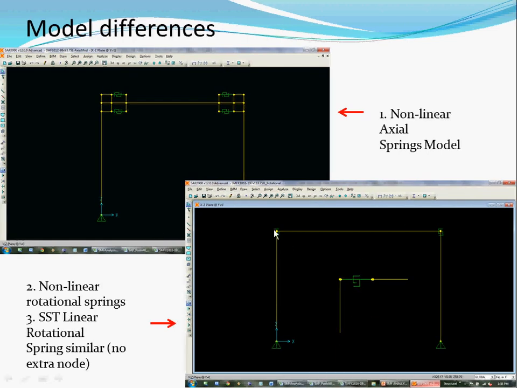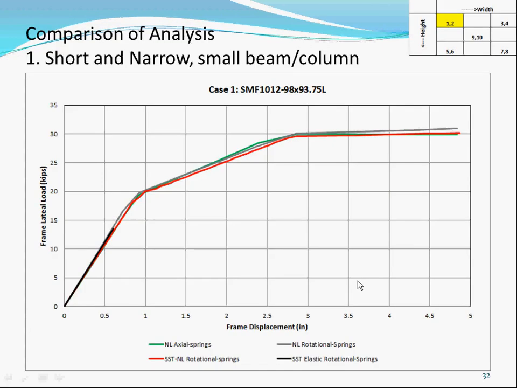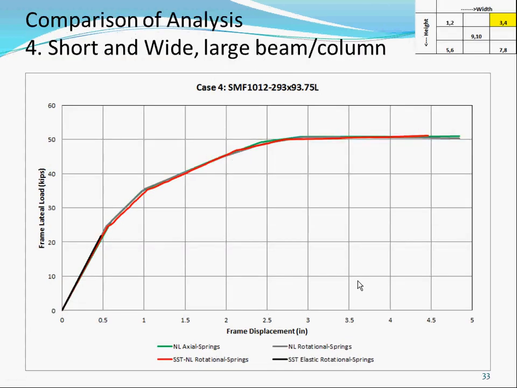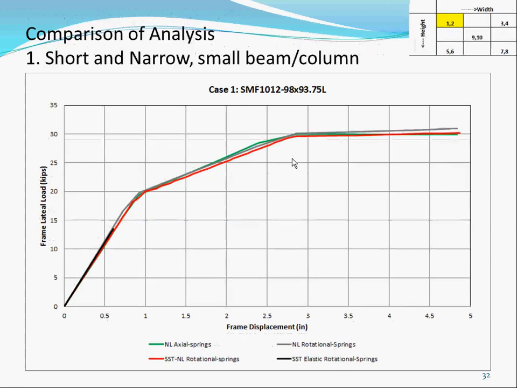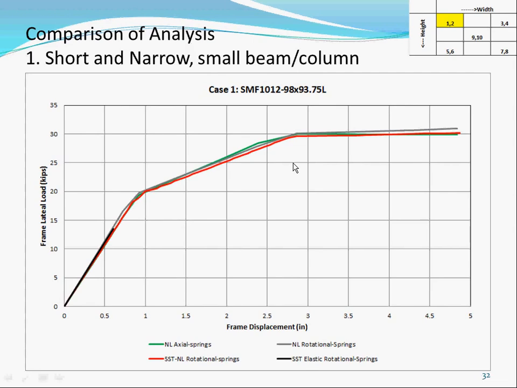So the close up for this one is actually just the rotation. SAP has all these elements for you to model it. Again, don't worry about these. I'm just comparing the different models. This is essentially to show the rotational spring versus the axial spring. You get pretty much the same behavior. It doesn't matter how you model, which model you pick, your behavior is pretty much the same.